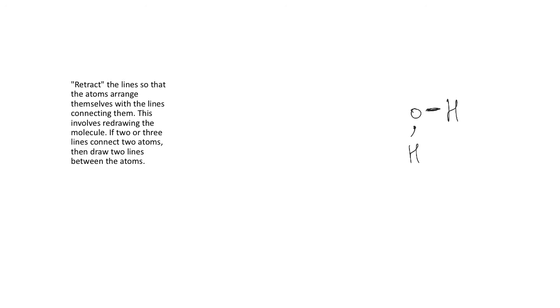Retracting the line, making sure that my lines are now nice and straight, that's how they are once they've retracted. Generally, you retract them from the central atom, which is the atom connected to the most other atoms. That happened to be the oxygen here. So I've retracted the two hydrogens, and now they're connected to the oxygen that way.